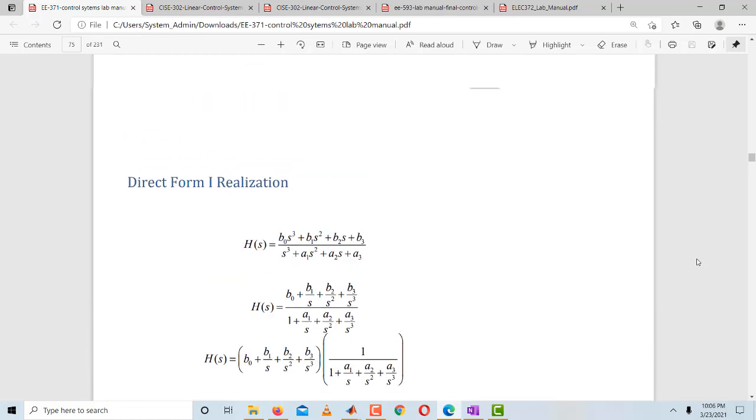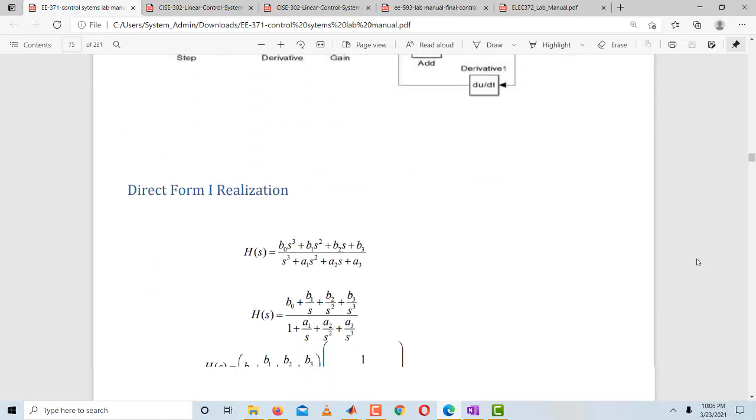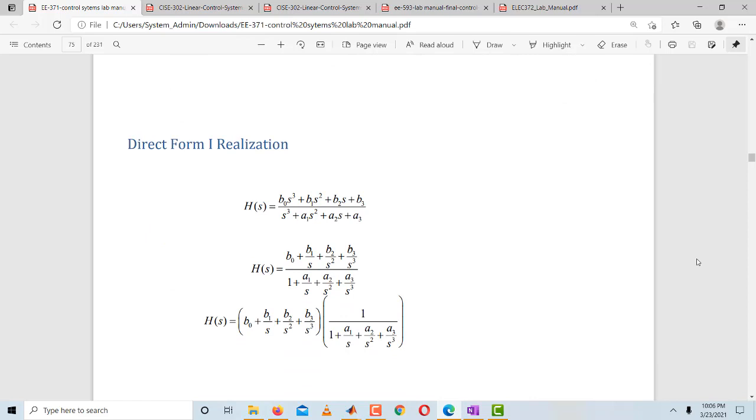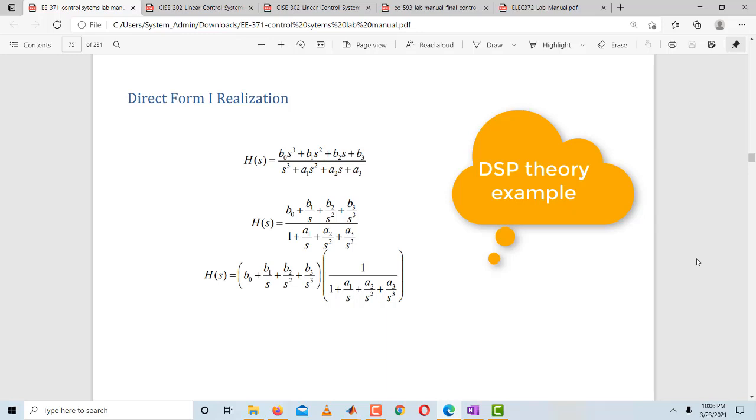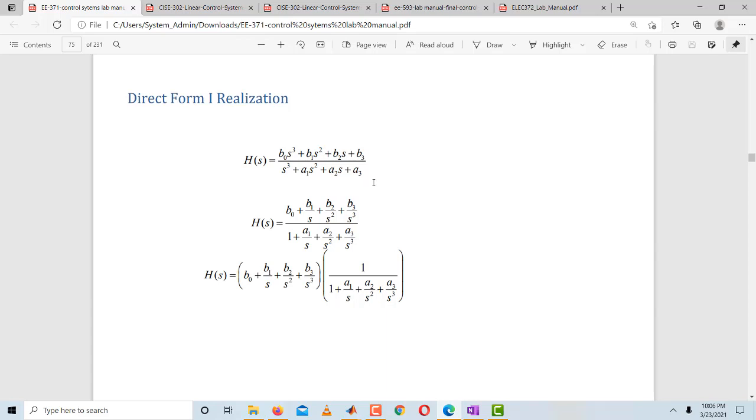Okay, continuing with the lab further, the other task is the direct form 1 realization and direct form 2 realization. You might have done something similar to this in your digital signal processing course. If we have a transfer function written in this formation, the polynomials in the numerator and the polynomials in the denominator, what we can do is we can write them in the form of zeros and poles separately. So the terms in the numerator constitute the zeros, and the terms in the denominator constitute the poles.